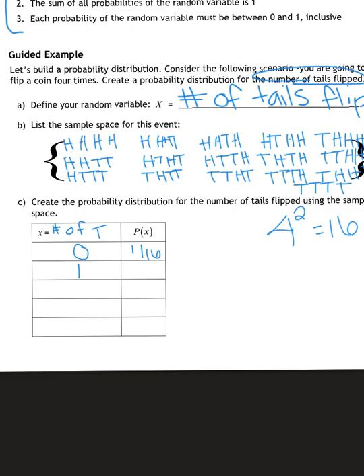So I've used my heads. So now how many times do I get just 1 tails? So there's 1, 2, 3, 4. So you should have 4 out of 16. And then let's take a look at, okay, well, how many times do I get 2 tails?